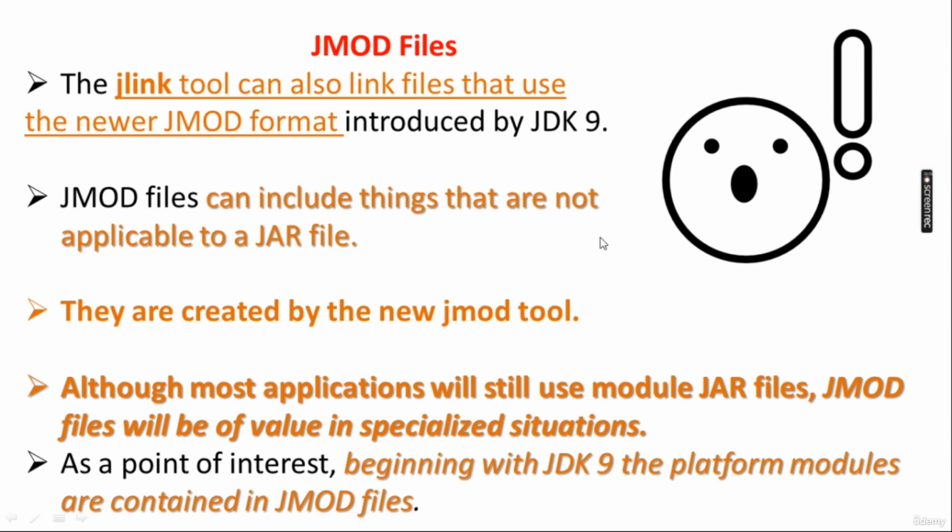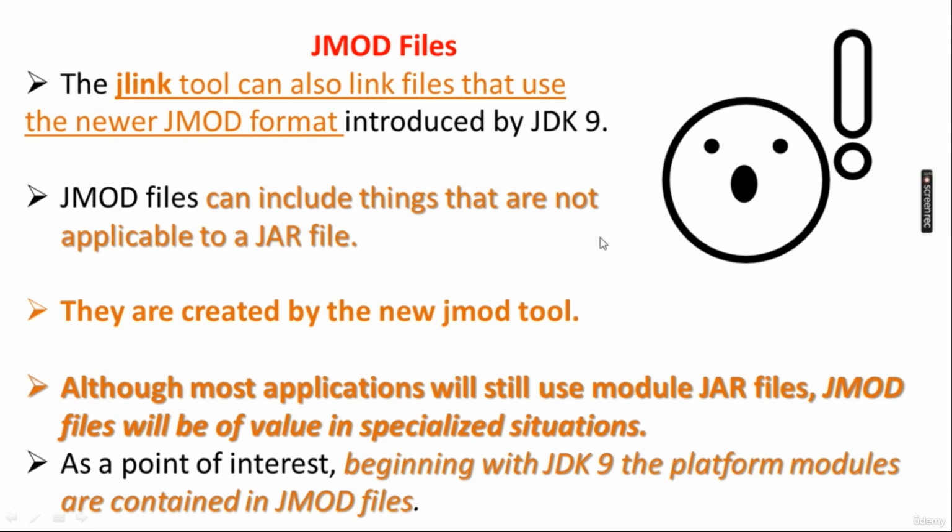Next is JMOD files. The jlink tool can also link files that use the newer JMOD format introduced by Java 9. So the jlink tool that you have already seen in this session can also link files that use the newer JMOD format introduced by Java 9.